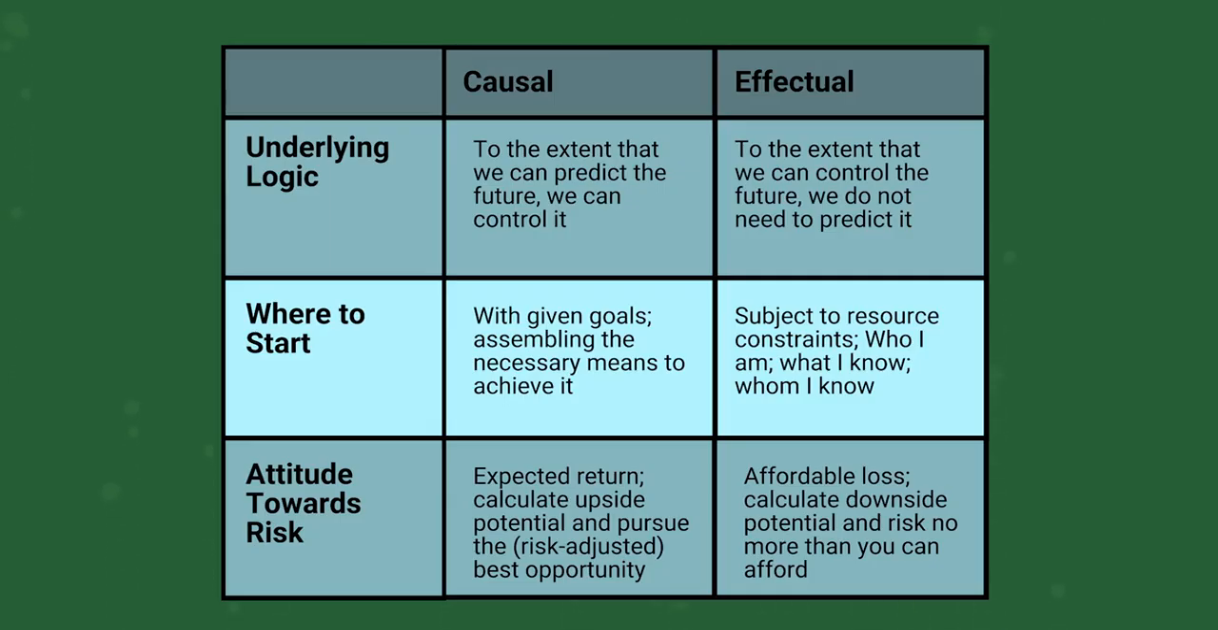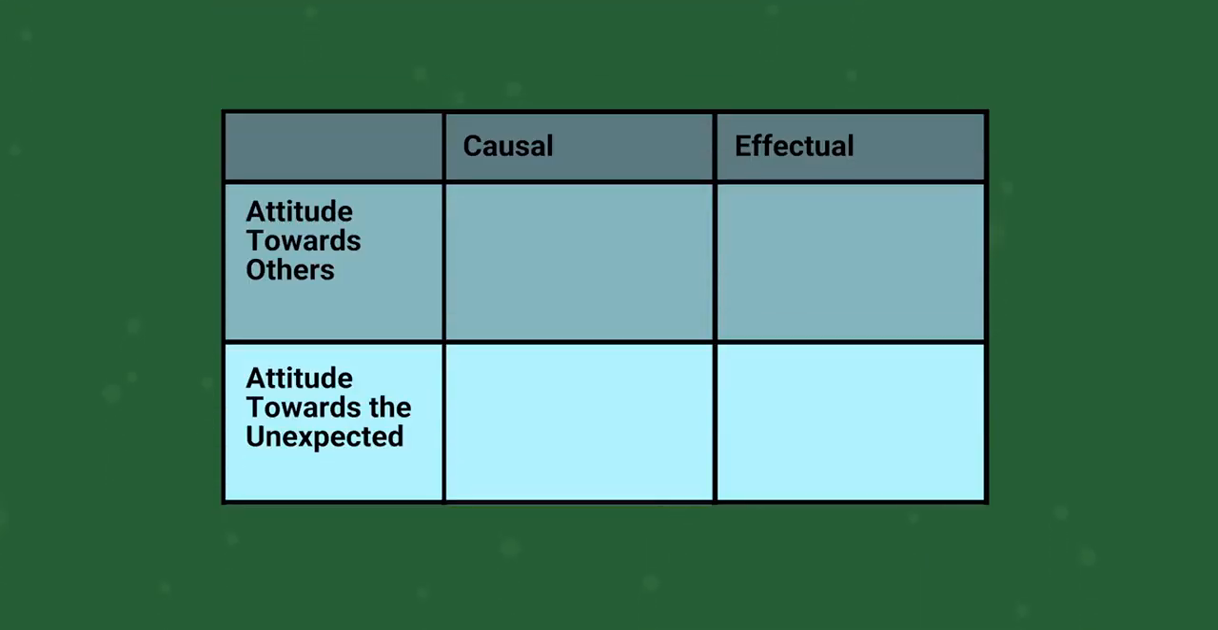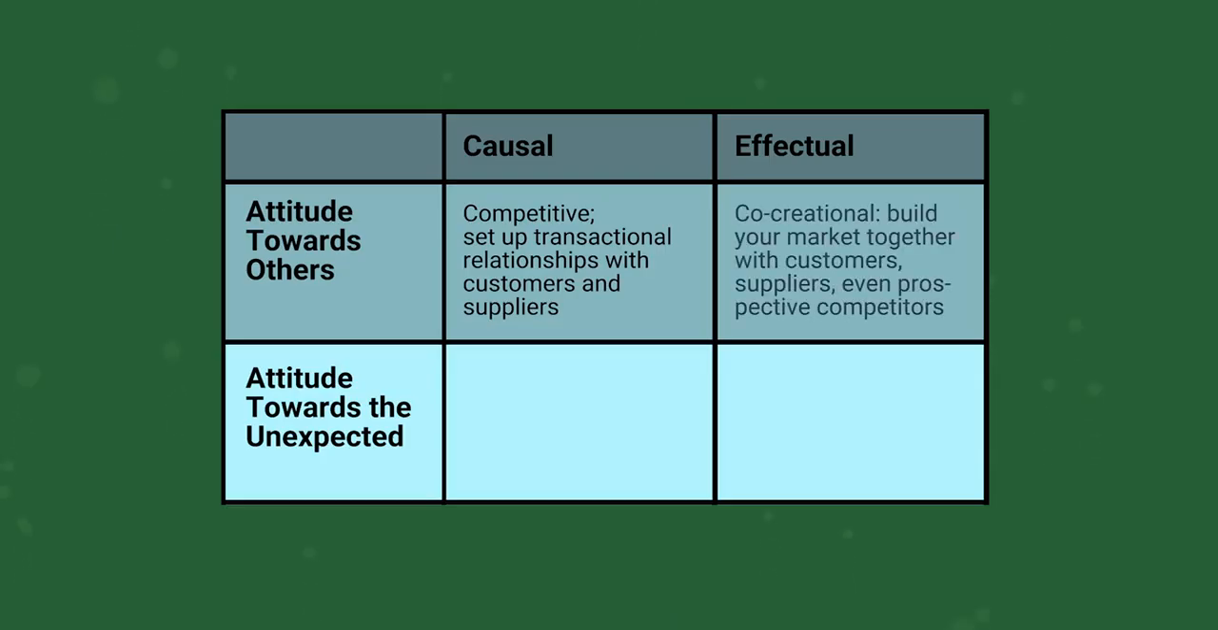Your underlying attitude towards others is very different too. In causal approaches, you're focused on competition, and you, as a result of that, are going to be setting up what often seem like very transactional relationships with customers, suppliers, and other market actors. Whereas in an effectual approach, the idea is that you are actually co-creating with your stakeholders. You build a market together with your customers, suppliers, and even sometimes prospective competitors.